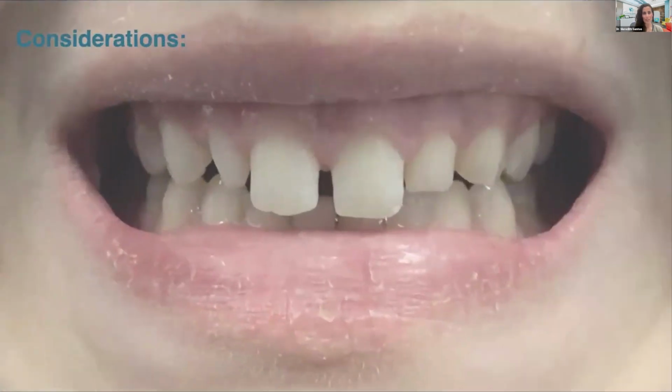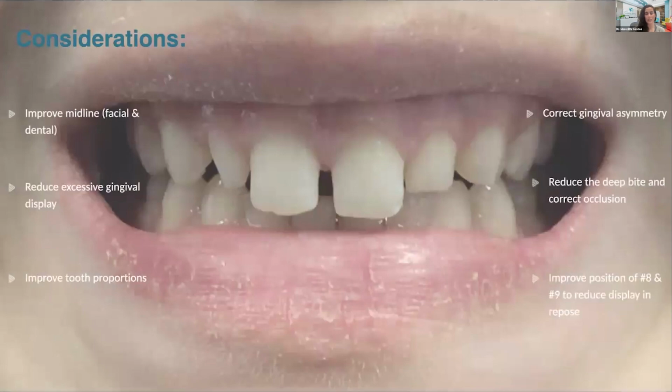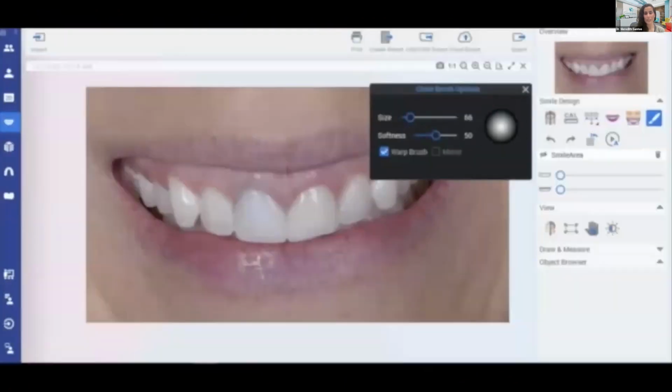So that's really helpful then when we're talking with mom, because again, mom comes in saying, well, let's just get it restored if she's going to need those restorations anyway. But we can educate mom with the photography, with smile design software to say, hey, listen, we have all of these concerns and all of these things that we can do. And so this is something that I really love.